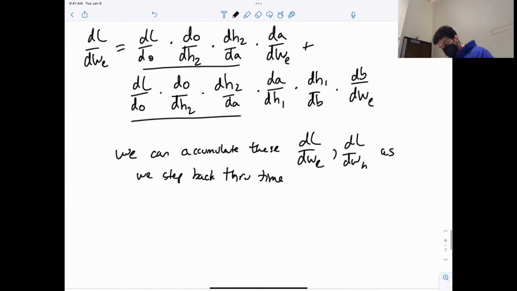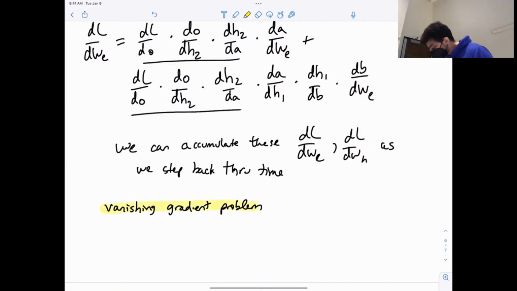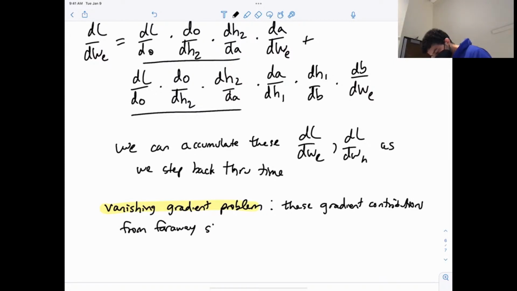All right. So then I will end, before taking some questions, with a quick nod to what's known as the vanishing gradient problem. This is an important weakness of recurrent neural networks. There's also a counter situation to this problem, which is called the exploding gradient problem. Basically, the gradient contributions from far away time steps go to 0.